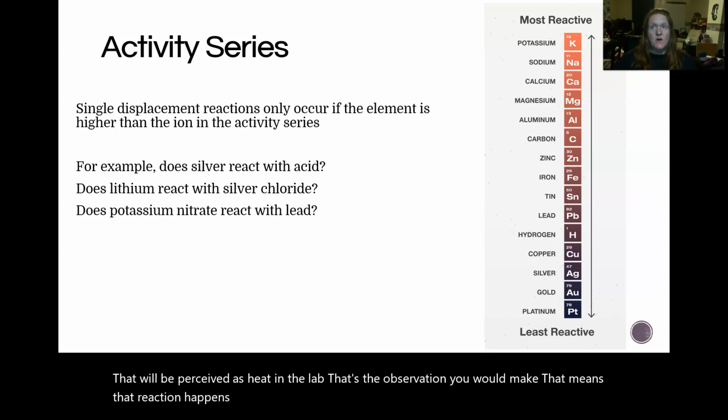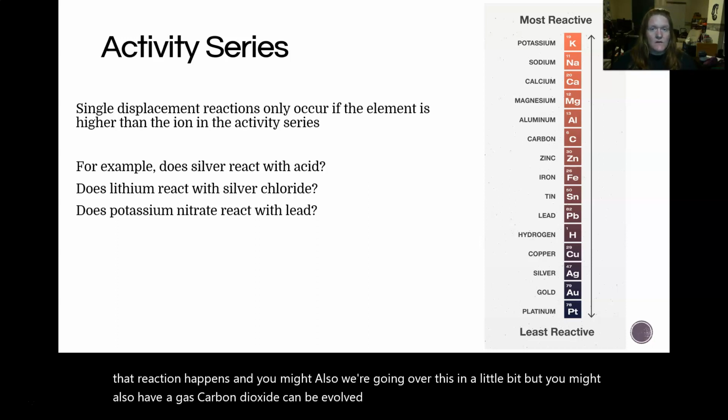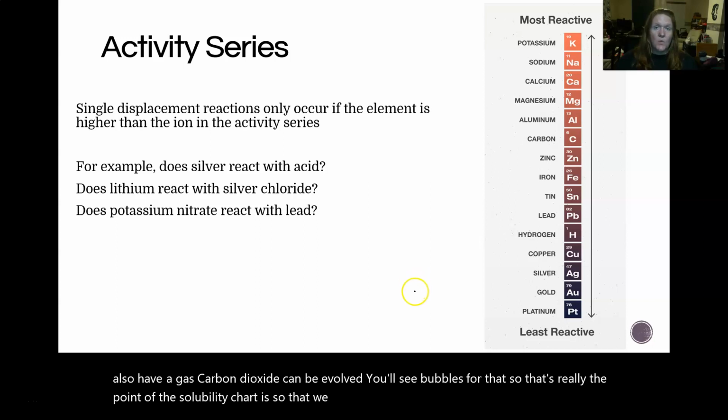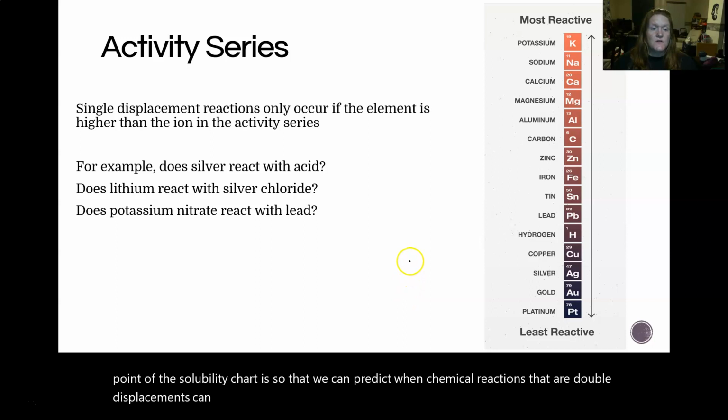And you might also have a gas. We're going to go over this in a little bit, but carbon dioxide can be evolved. You'll see bubbles for that. So that's really the point of the solubility chart, so that we can predict when chemical reactions that are double displacements can happen. For single displacements, we use something called the activity series, right?